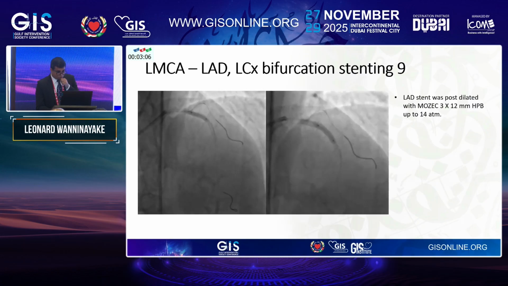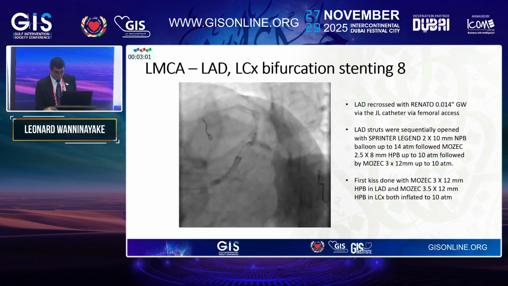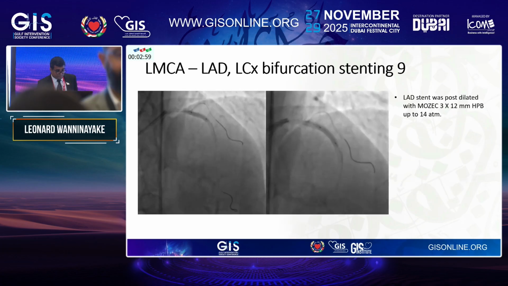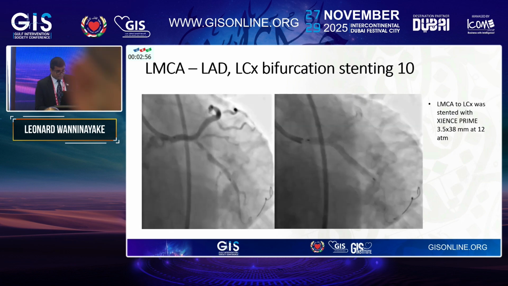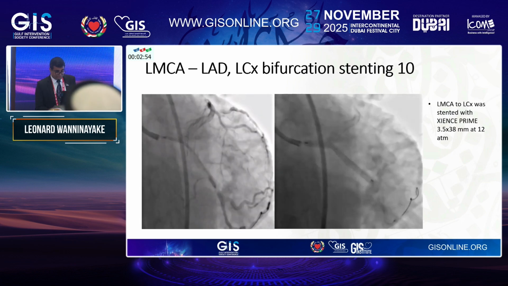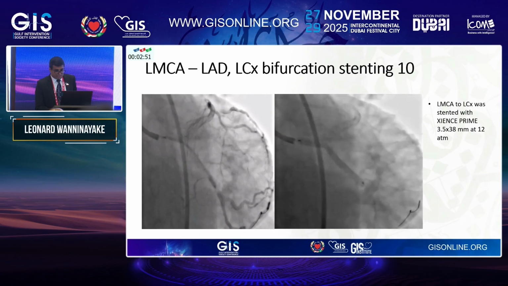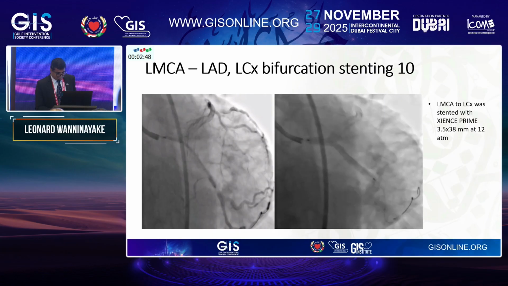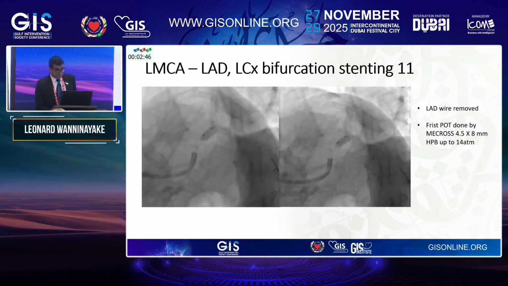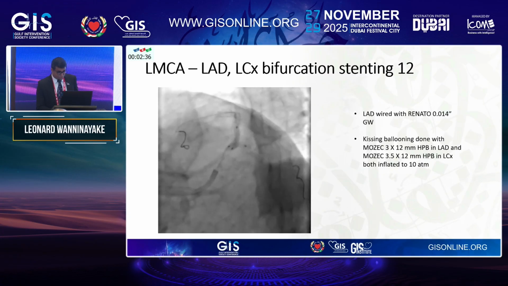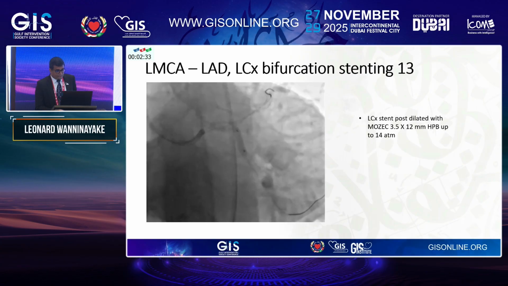Then we subsequently opened the struts of the LAD stent and post-dilated the stent, and then stented the left main to circumflex with the Science Prime stent 3.5 x 38. Then we did the POT. Again, we took the wire out because there were 2 layers of metal. After the first POT, we recrossed and balloon kissing was done, and then we post-dilated the circumflex stent.